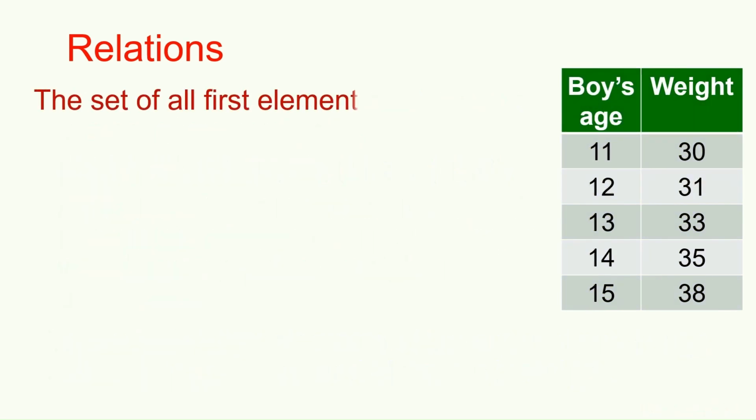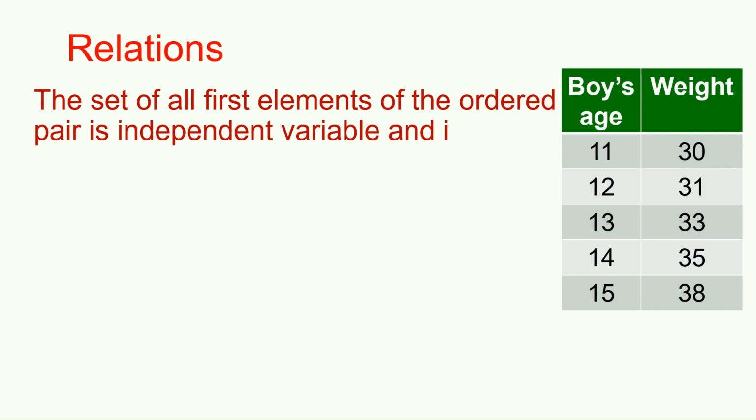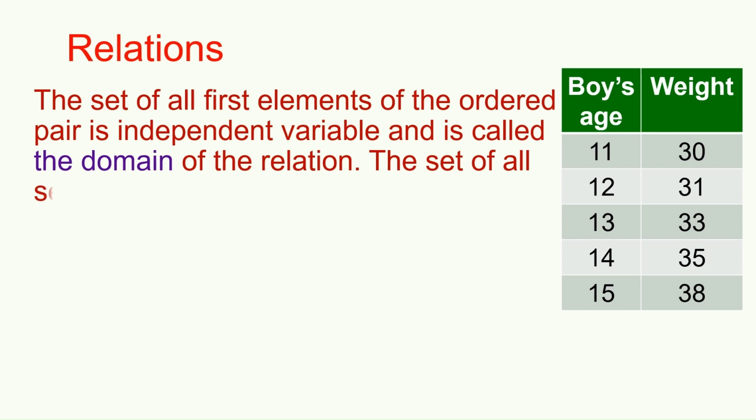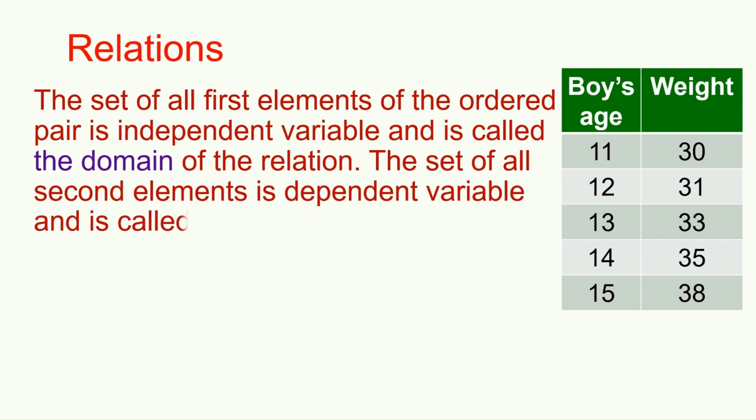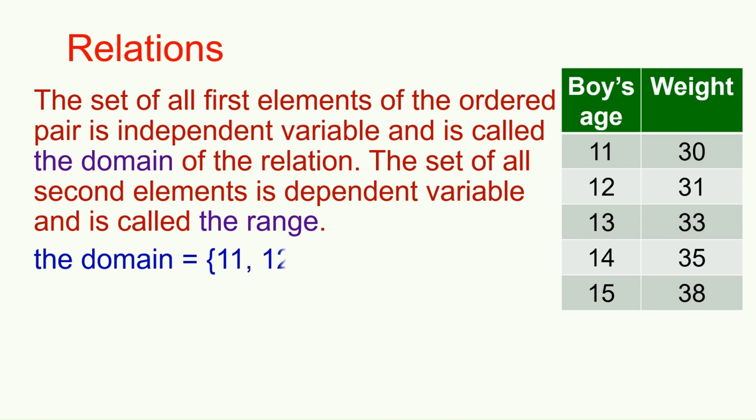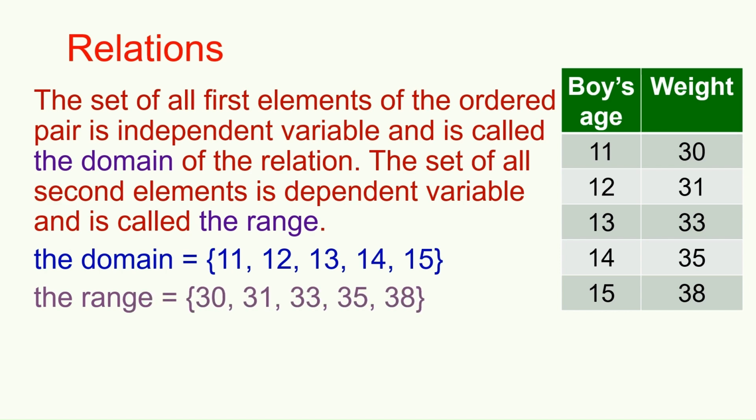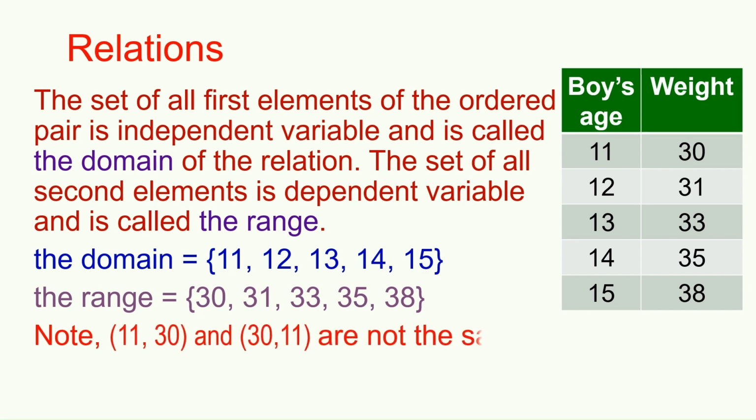The set of all first elements of the ordered pairs is the independent variable and is called the domain of the relation. The set of all second elements is the dependent variable and is called the range. Here the domain equals {11, 12, 13, 14, 15}, and the range equals {30, 31, 33, 35, 38}. Note: (11, 30) and (30, 11) are not the same.